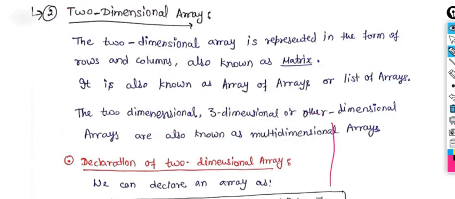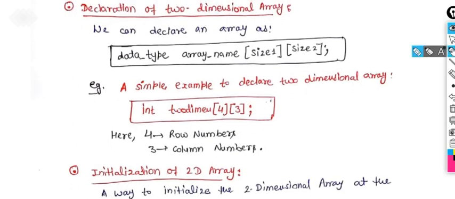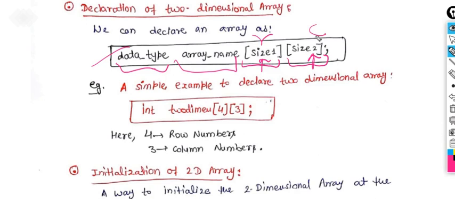So in order to get better clarity regarding the two-dimensional array, we will discuss how to declare and how to initialize two-dimensional arrays. Here is the syntax for how to declare it. First you write the data type, then the array name, then two subscripts. You write the size of the x-axis and the size of the y-axis, that is, the size of the row and the size of the column. If you are using a two-dimensional array, two subscripts will be there. If you are using a three-dimensional array, three subscripts will be there. If you are using n-dimensional, then n subscripts will be there.